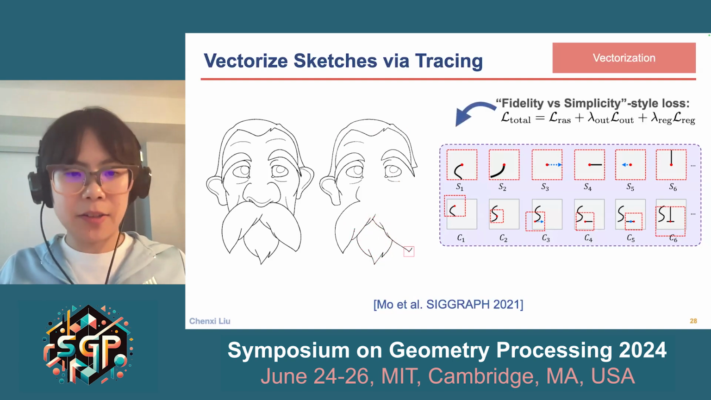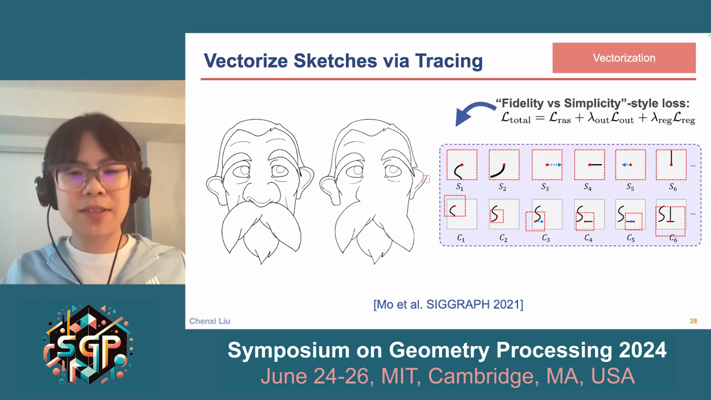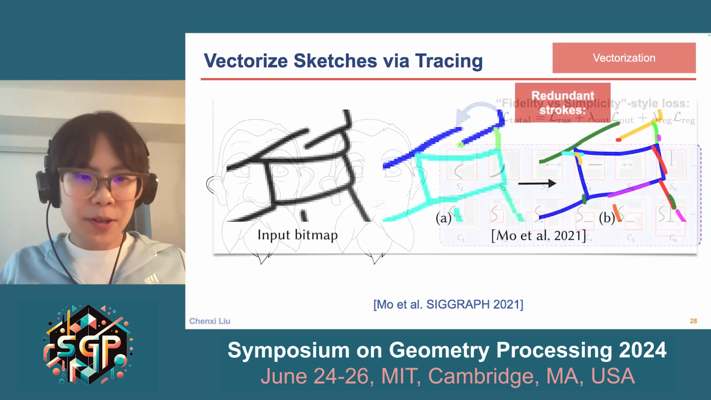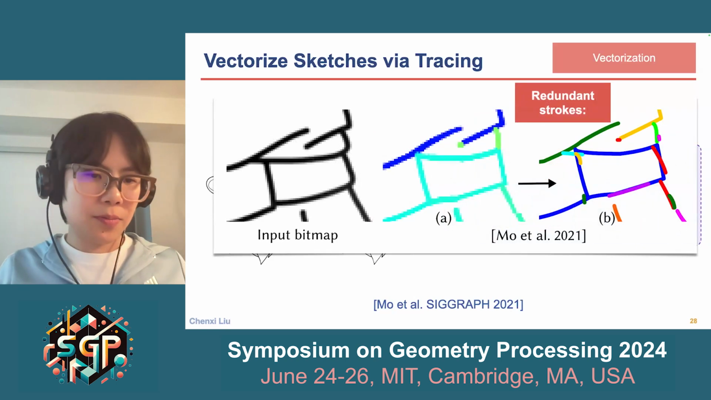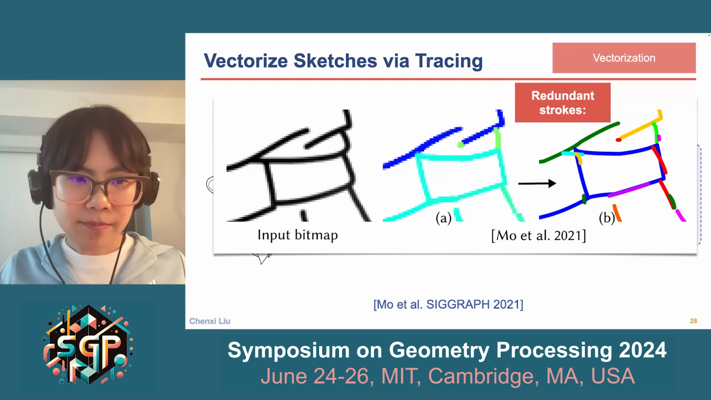To avoid redundant overlapping strokes, this paper uses a fidelity versus simplicity style loss. But still, in practice, its outputs often contain a lot of redundant strokes. We can see all those colors on the right, making this paper not very practical for applications.